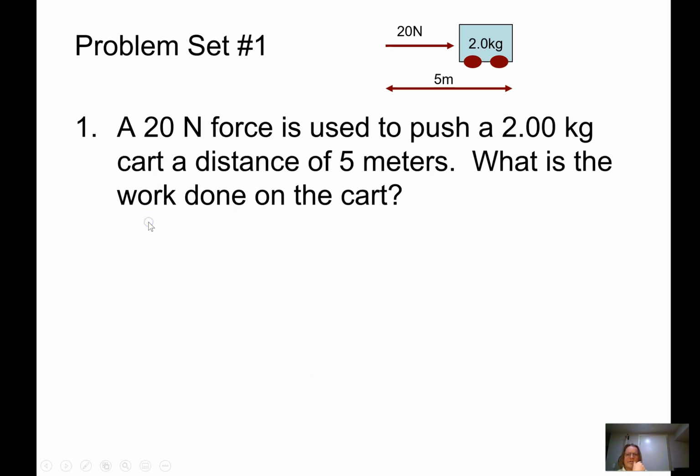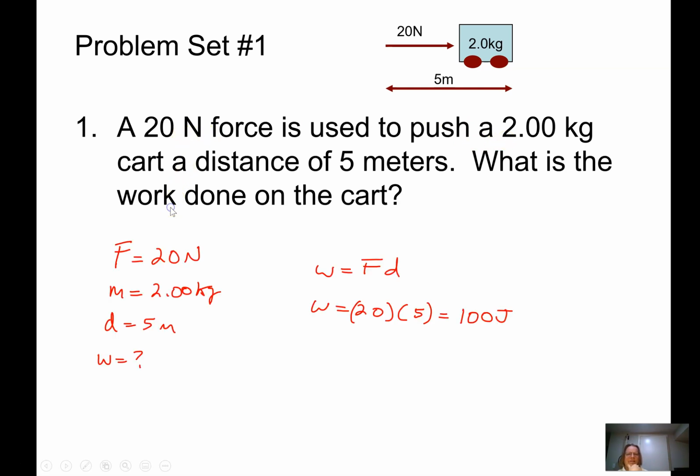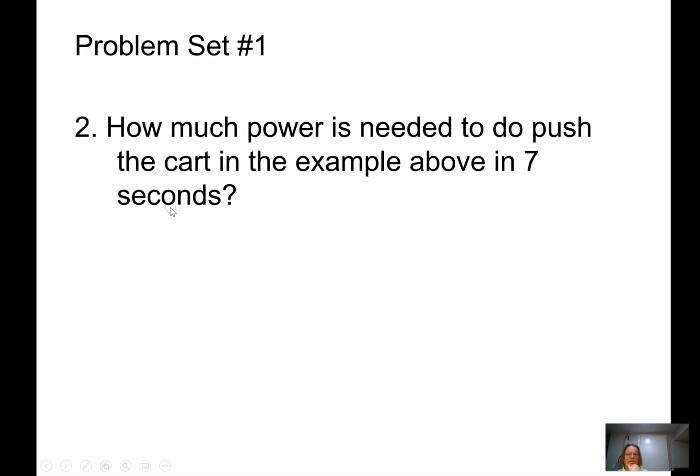How much? Okay, they're individual ones. Let's just jump right to it. Here we go. 20 newtons times 5 meters. So we don't have to know the 2 kilograms because we're not going up and down. That's just the work done. 20 times 5, that's 100, right? Simple stuff. 2, how much power is needed to do that thing in 7 seconds? Well, that's 100 divided by 7. 14 watts. Not a big cart. Okay? So power is the rate of doing work, how quickly you can do it.